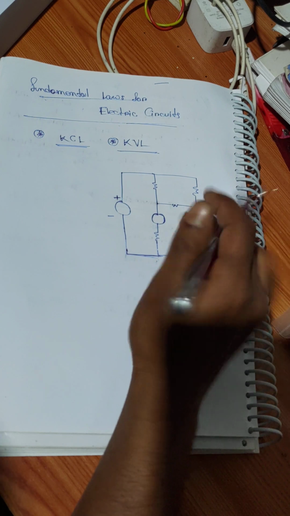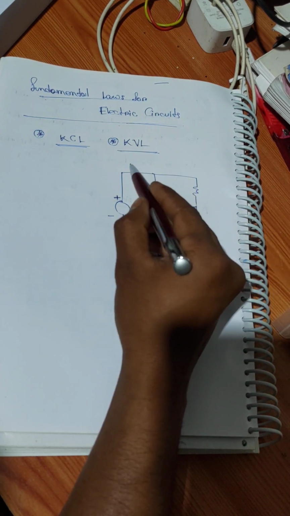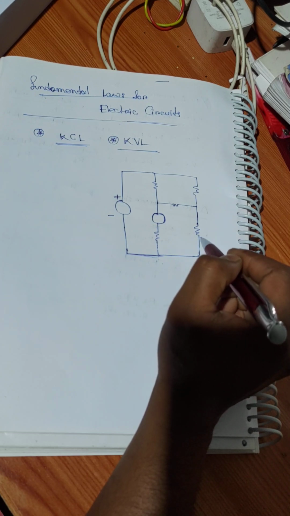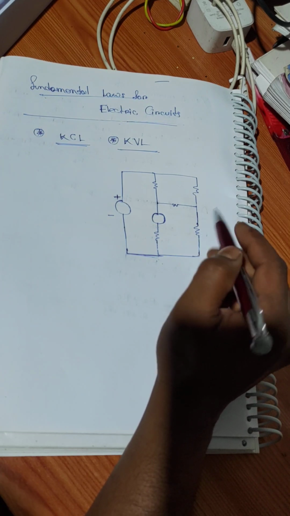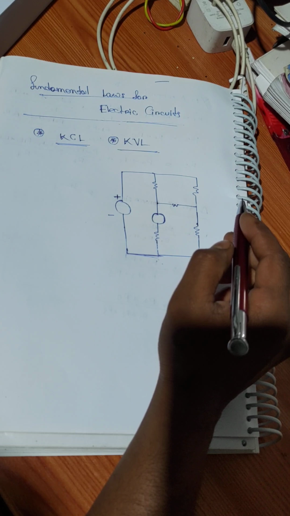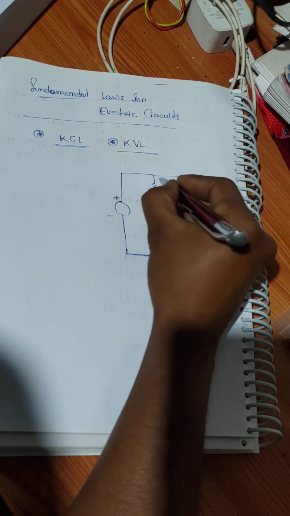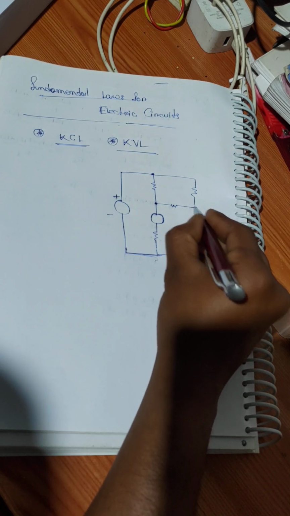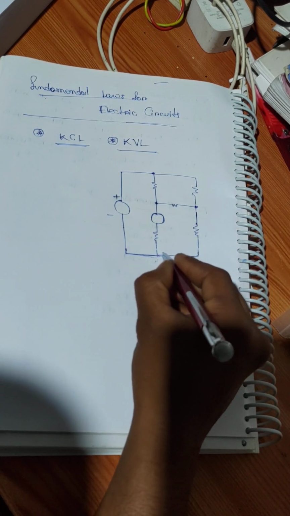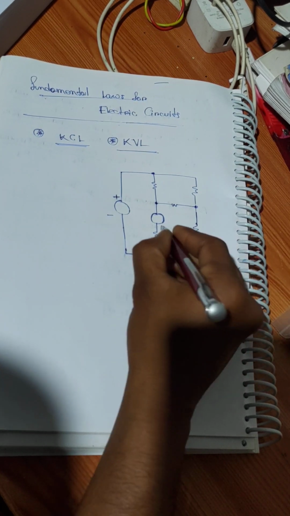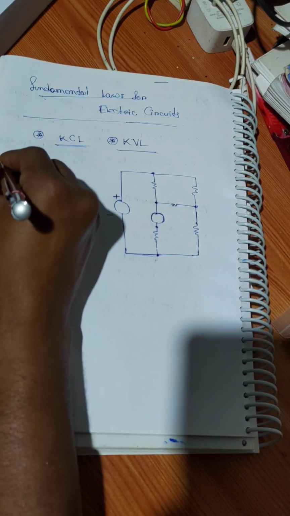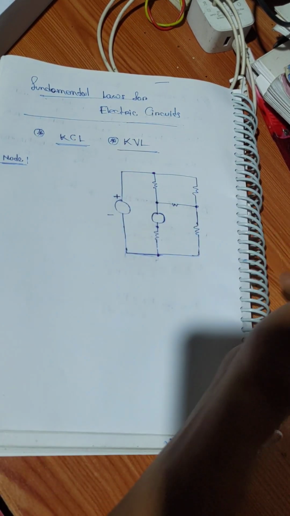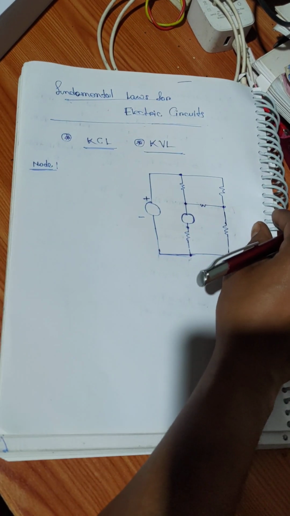So you can see this is one electric circuit I have drawn here. Inside this, first we'll know the nodes. Node, N-O-D-E, node. So what is a node in an electric circuit?